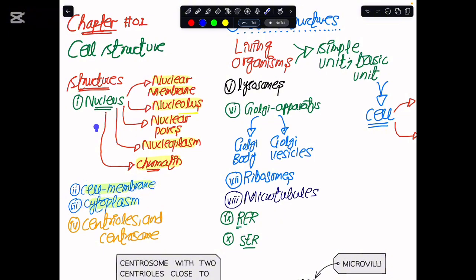Now, in close association with the nucleus, there is a paired structure, which is the centriole, and the location where the centriole lies, we refer to as the centrosome.